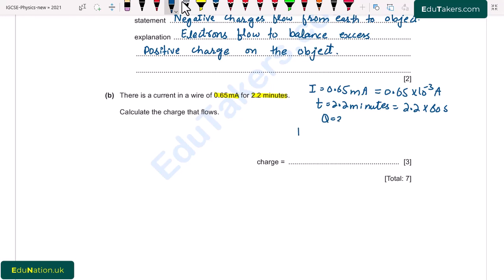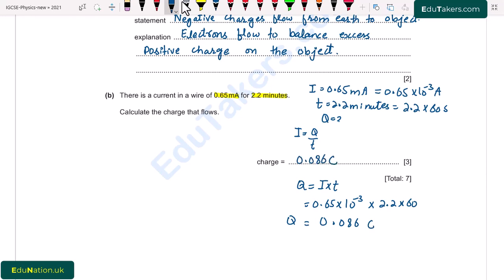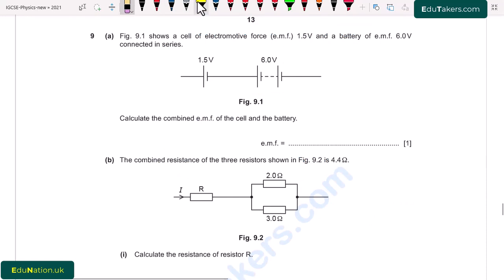We know that I is equal to Q over t. From here we have to calculate Q. Q will be equal to I times t. Current is given as 0.65 times 10 to the power minus 3, and time is given as 2.2 times 60. So the total charge comes to be 0.086. The unit of charge is coulomb. So the charge will be equal to 0.086 coulombs.